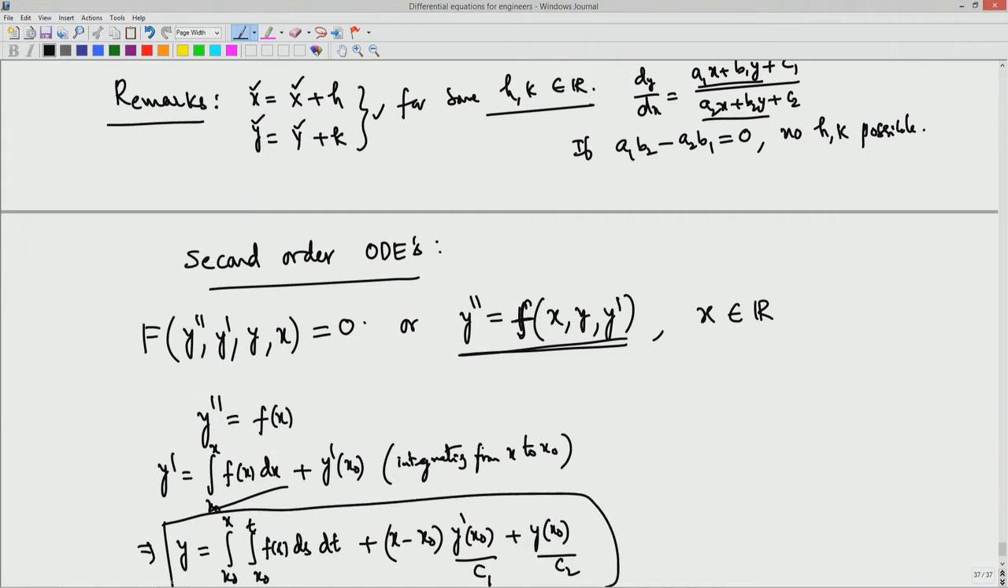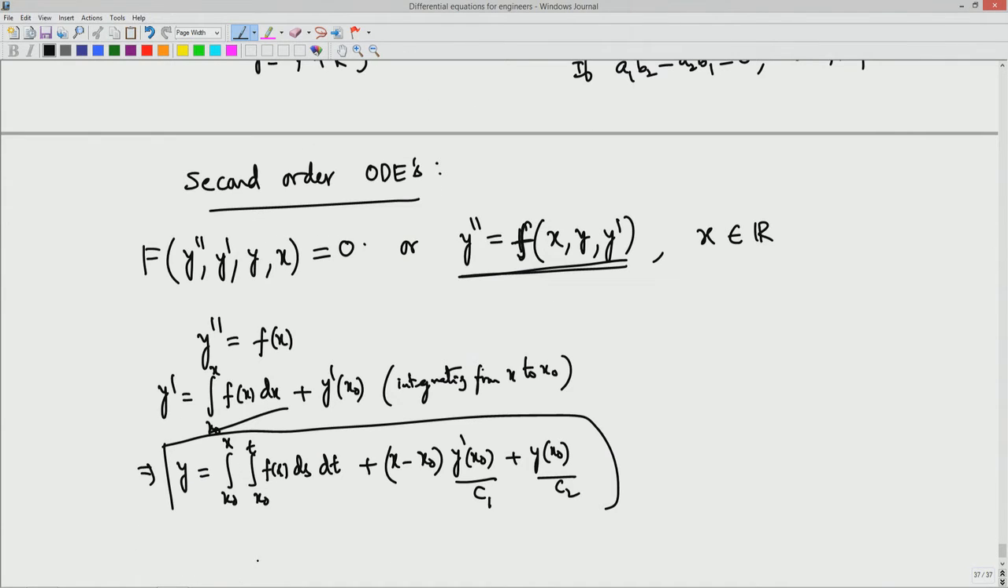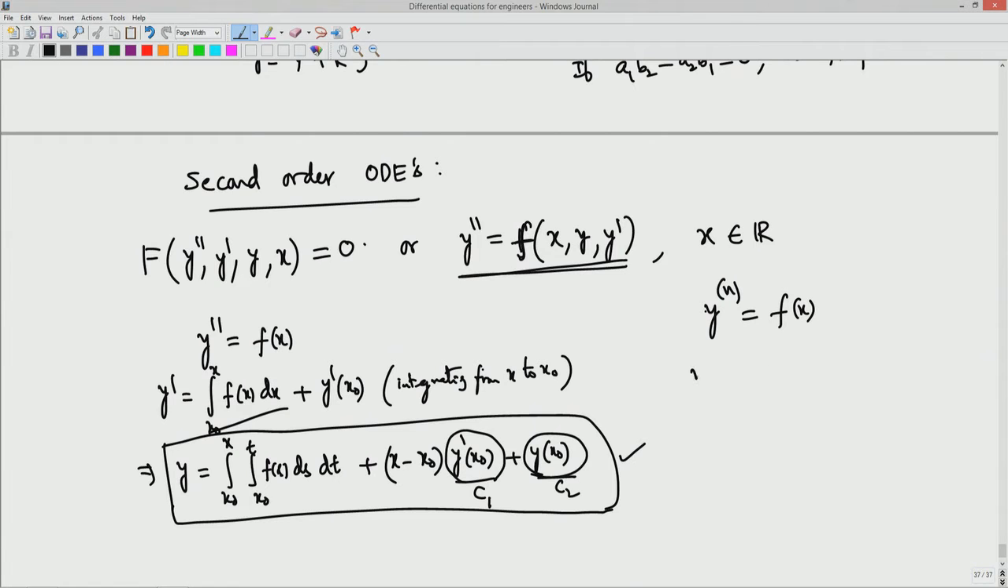I have a solution y that has one arbitrary constant C1, another arbitrary constant C2, which is given like this. Okay. So, these are any order for that matter. So, if one nth derivative is equal to a function of x, n integrations give me the general solution.